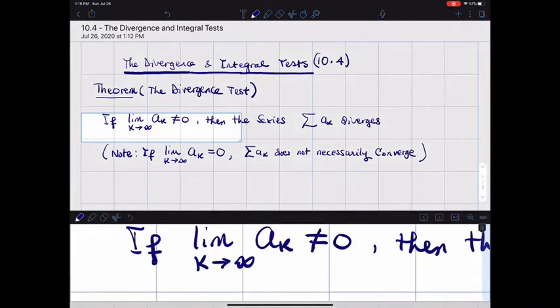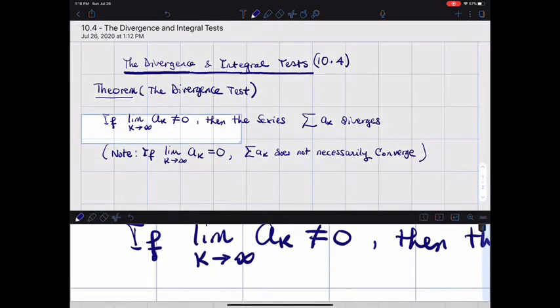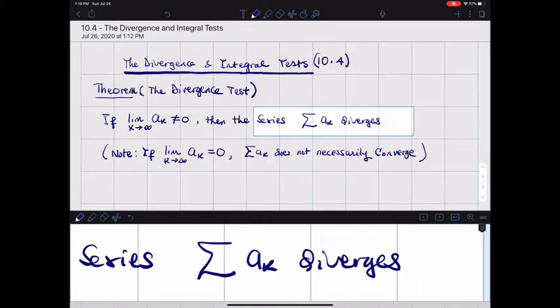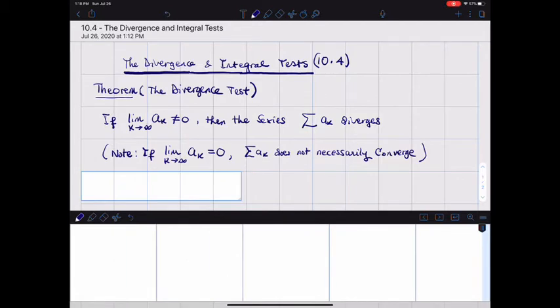If the limit as k goes to infinity of a_k is not equal to 0, then the series summation of a_k diverges. All right. Now, let's do an example.